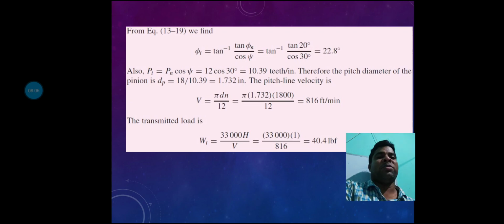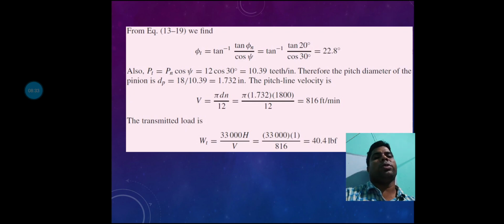Therefore the pitch diameter of the pinion, dp, is equal to 18 by 10.39, that means 1.732 inch, and the pitch line velocity V is equal to pi d n by 12, with d equal to 1.732 and n equal to 1800, that means 816 feet per minute.